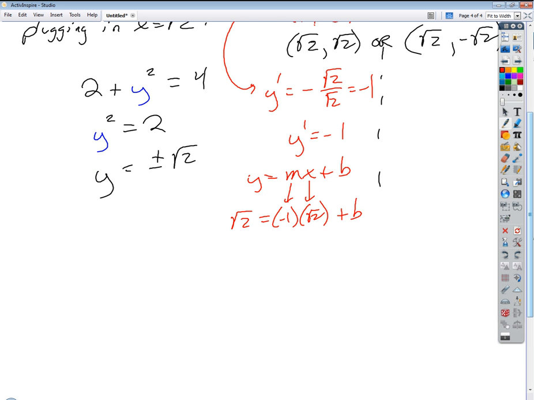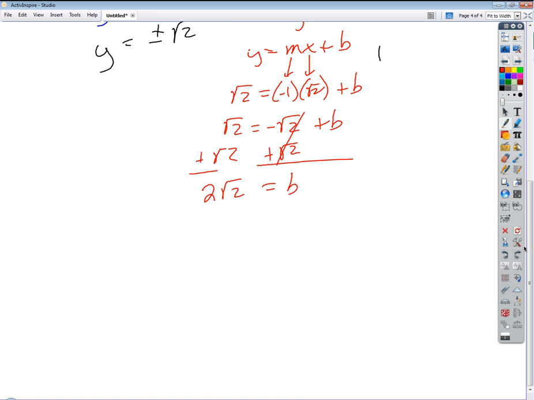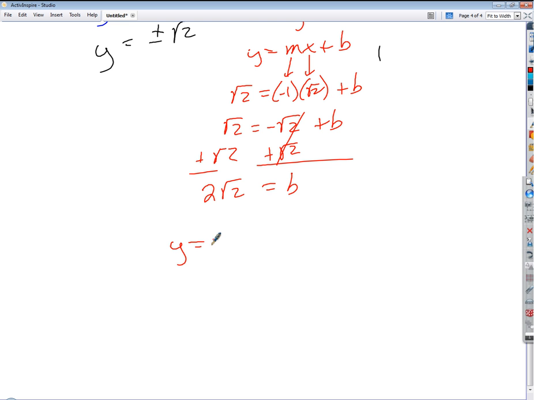Right? And so I end up with the square root of 2 equals negative the square root of 2 plus b. So I'm just going to add the square root of 2 to both sides and get b equals square root of 2 plus square root of 2, which is just 2 times the square root of 2. So one tangent line is y equals negative x plus 2 radical 2.